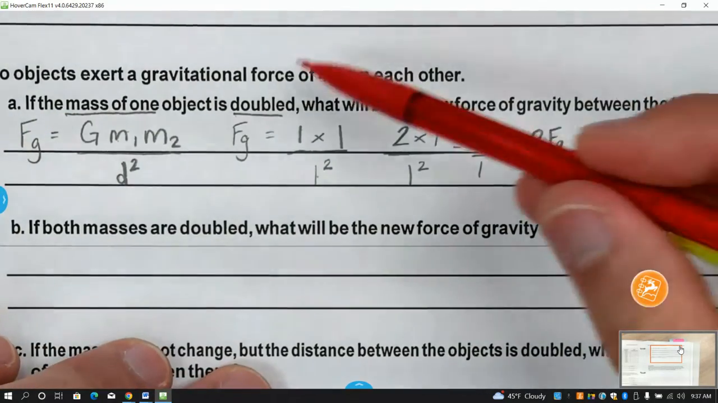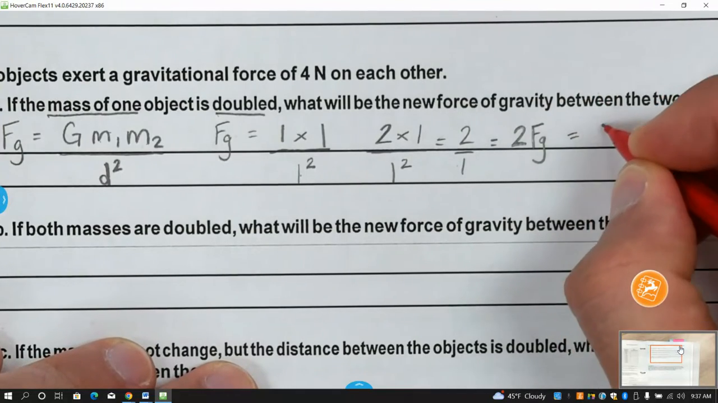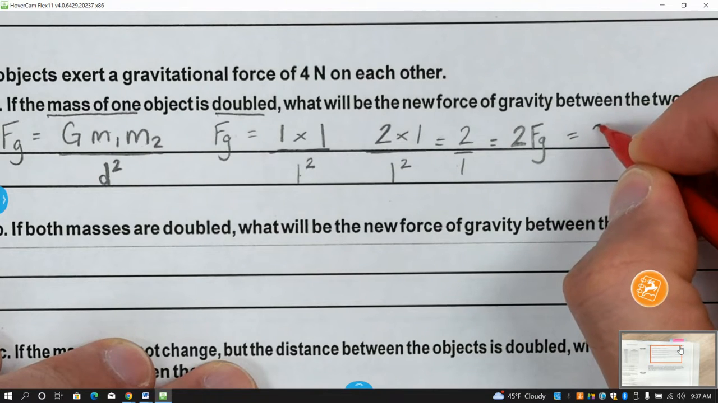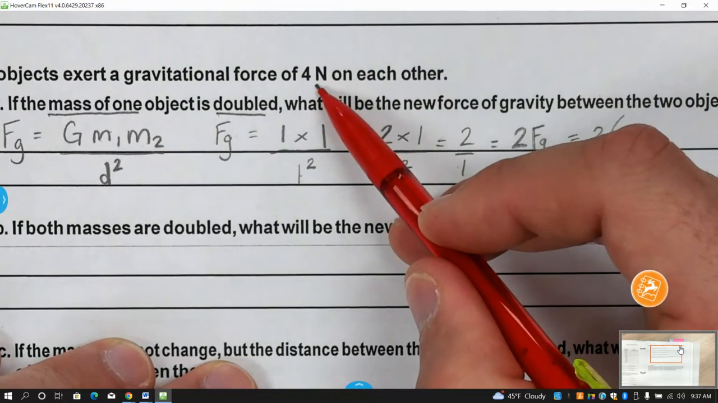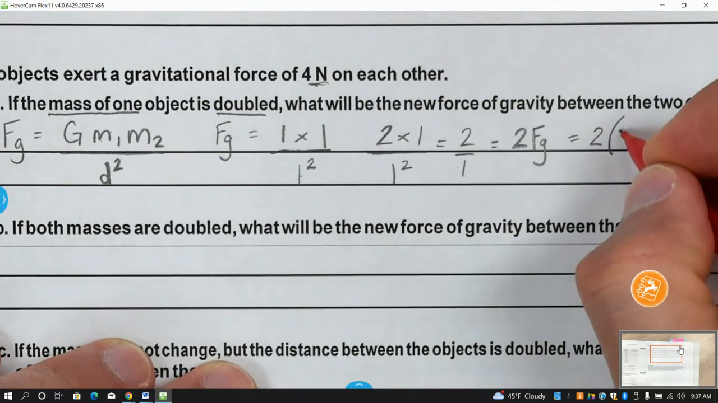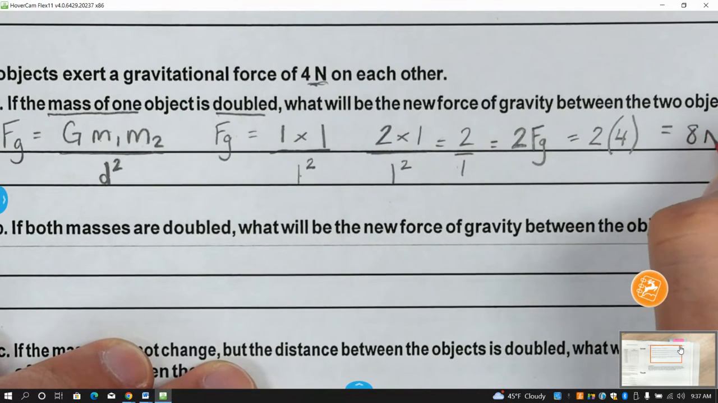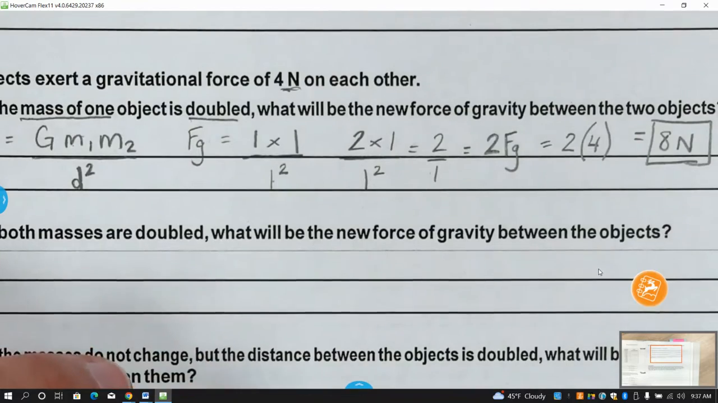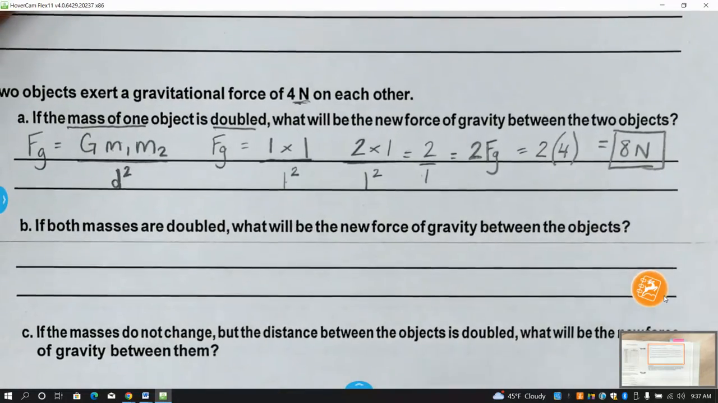If they're telling us the original gravitational force is 4 newtons, now we're just going to sub it in for F sub G. So it will be 2 times the original value of 4. And this will give us a final answer here of 8 newtons. So if the mass of one of them doubles, the weight or force doubles.